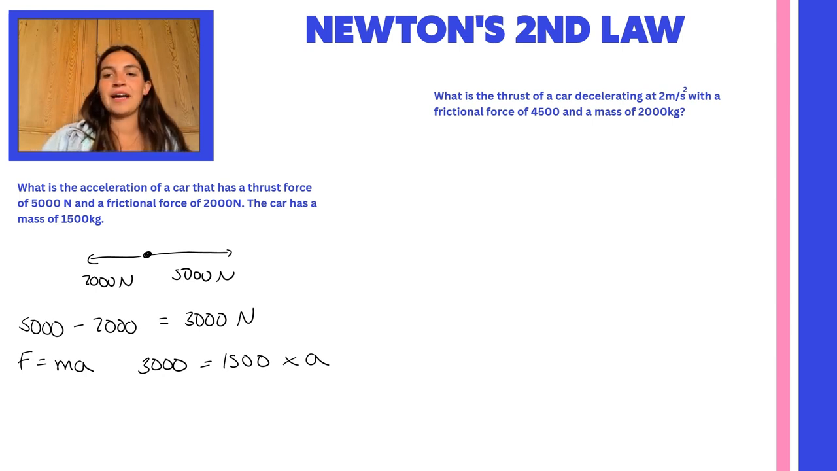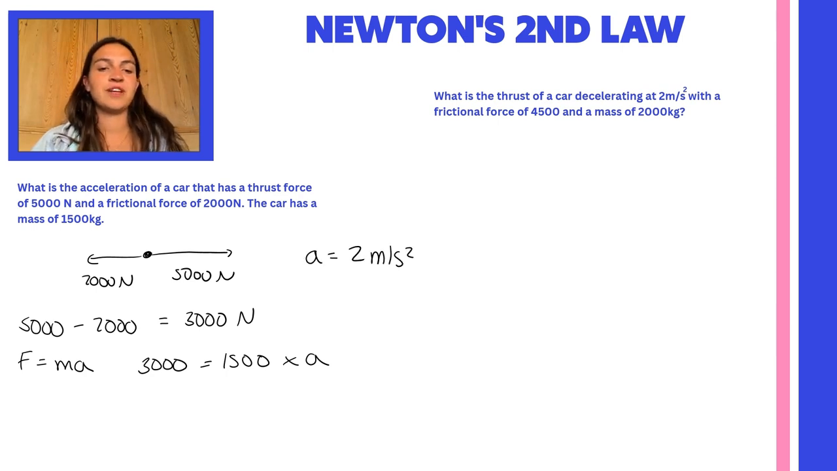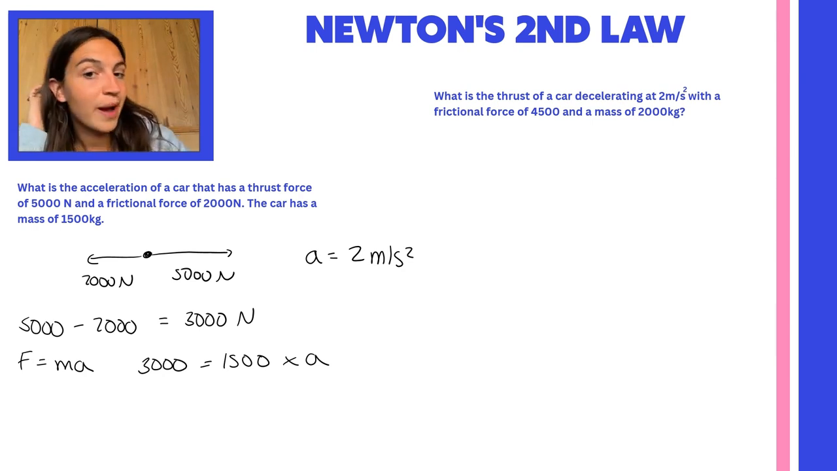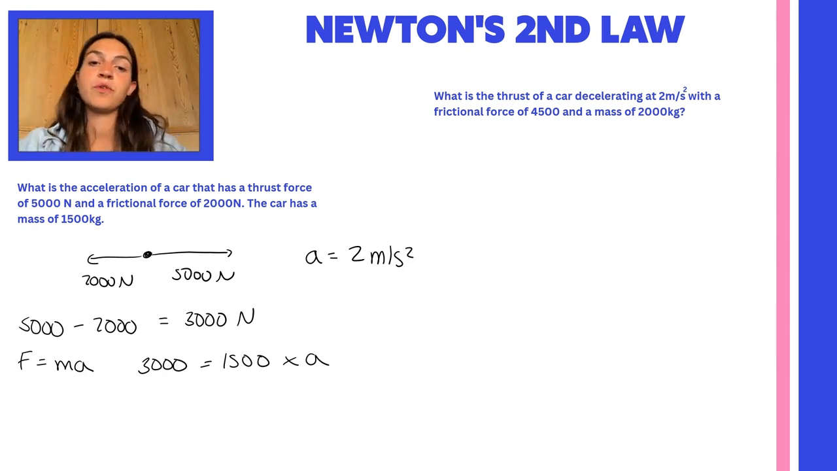So to get A by itself, I then divide through by 1500 on both sides, and I get that A is 2 meters per second squared. Okay, and my second question is, what is the thrust of a car decelerating at 2 meters per second squared with a frictional force of 4,500 newtons and a mass of 2,000 kilograms?